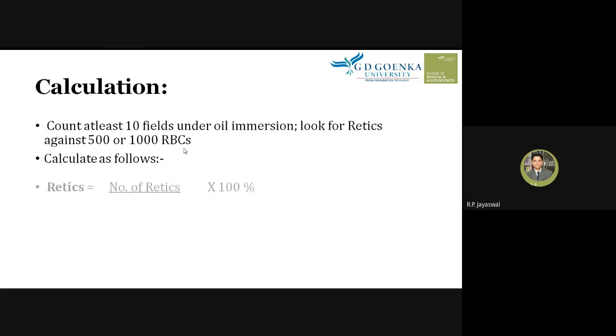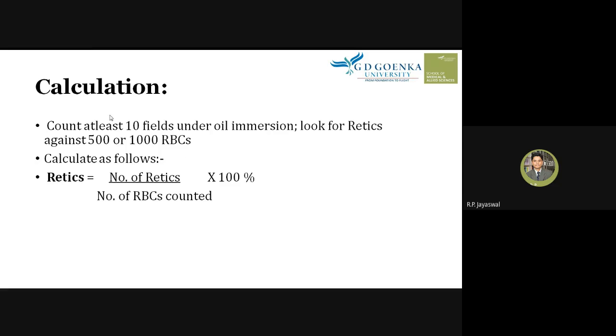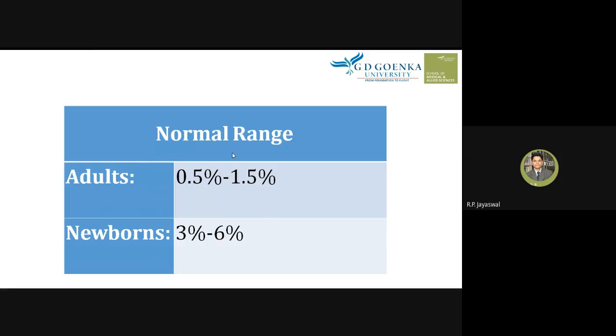Calculate as follows. The retic cell formula is number of retics counted divided by number of RBC counted multiplied by 100%. So multiply by 100, so the value comes as a percentage. You have already counted the number of reticulocytes and number of RBC in 10 different fields, and after that you multiply with 100, and the value that we get comes in percentage.